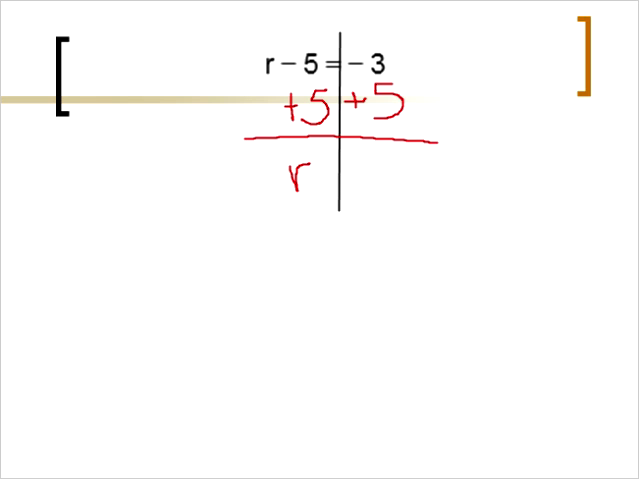So I get r equals negative 3 plus 5. My integers come into play here, so I know that it's a positive 2. So r equals a positive 2.